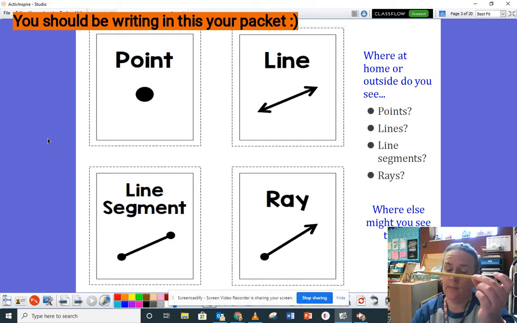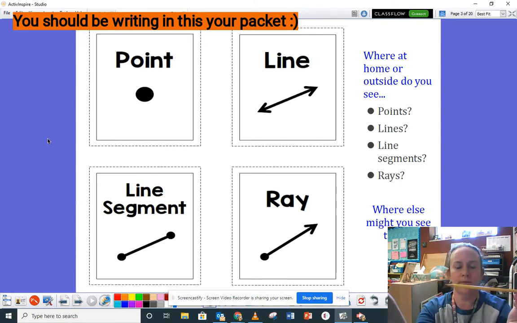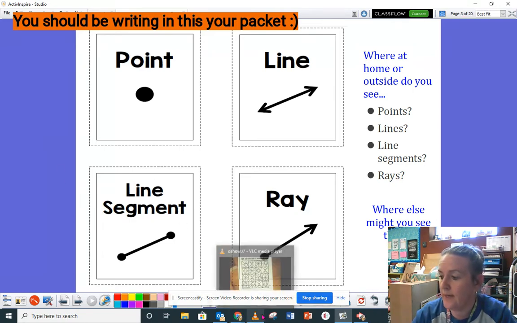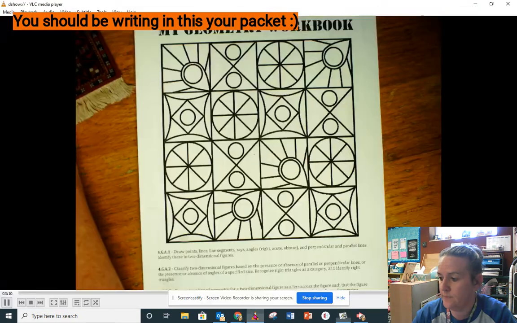I can say that my pencil to me looks like a line. It could be a ray where it starts here and then it goes off in that direction forever. And the tip of my pencil reminds me of a point. So now we're going to get started on our packet. So you should see the packet on your screen.